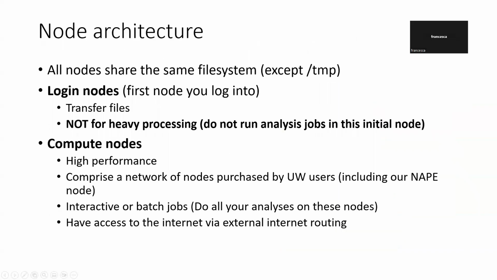So we kind of went through this already, where all the nodes share the same file system. Then you have the login node where you should not do any heavy processing, or the UWIT will yell at you and give you warnings. And then there are these compute nodes that we basically will have to request resources from, and then once we get them, we can run our jobs.